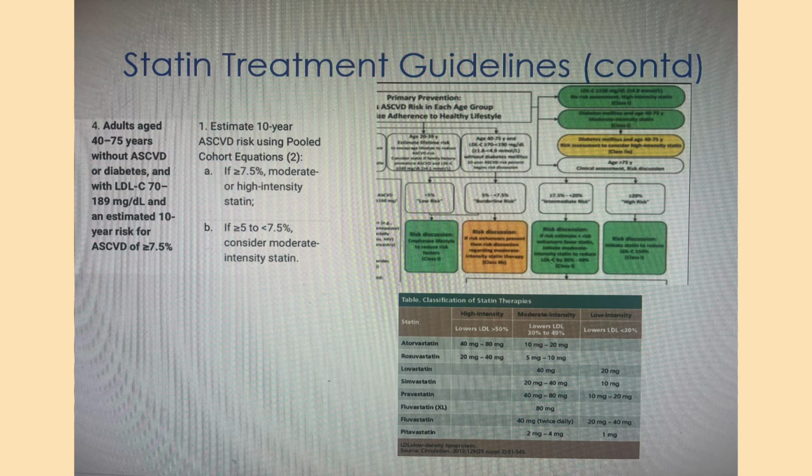Next is in the algorithm table, the top second row, the patient with age 40 to 75 years, no ASCVD, but the patient is diabetic and the LDL is 70 to 189.